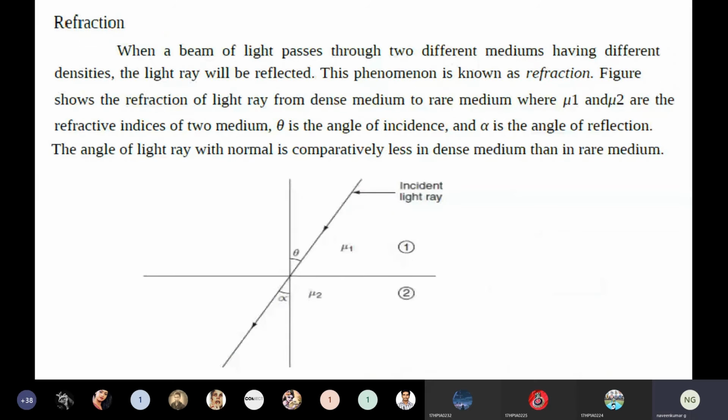And the next concept is refraction. Whenever a beam of light passes through two different media having two different densities, say mu1 and mu2, some of the light will obviously be refracted. This particular refracted ray, that is, incident light passing from one medium to another medium at a certain angle, is known as refraction.